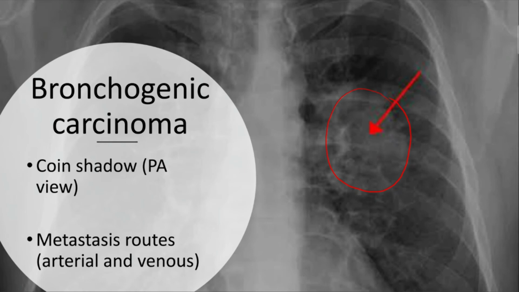The bronchogenic carcinoma may spread to the brain by arterial or venous routes. In the arterial route: the lung capillaries, then pulmonary vein, then left atrium, left ventricle, aorta, internal carotid and vertebral arteries, brain. In the venous route, we have bronchial vein, azygos vein, external vertebral venous plexus, internal vertebral venous plexus, dural venous sinuses, and the brain.